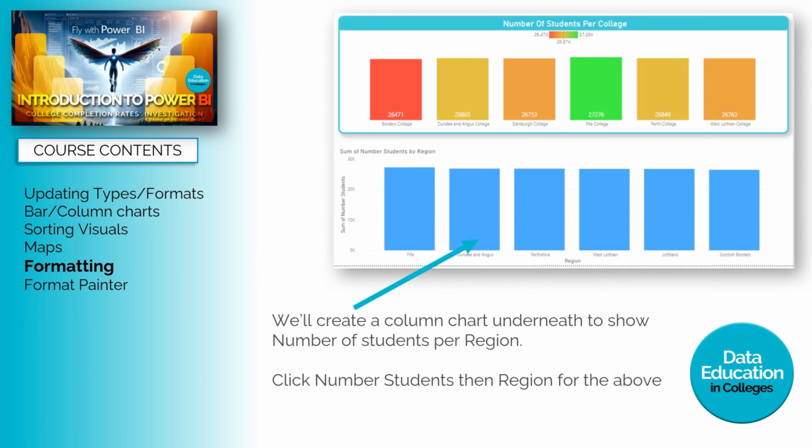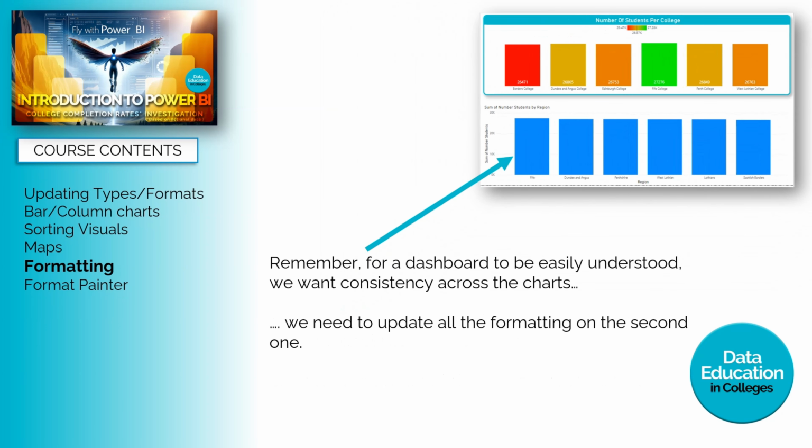Nice quick column chart underneath to show how many students per region. Click number of students, then region, and you should get something that looks like that. But obviously we want everything to be consistently formatted. So now we need to update all the formatting on the second chart so it matches the first one we made. We've got a couple of options for that.